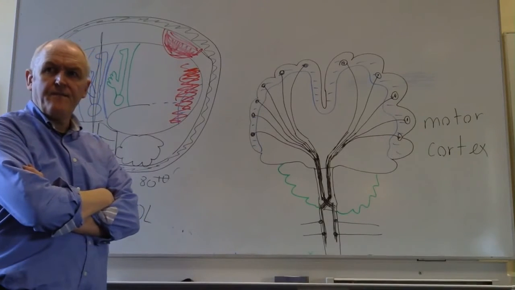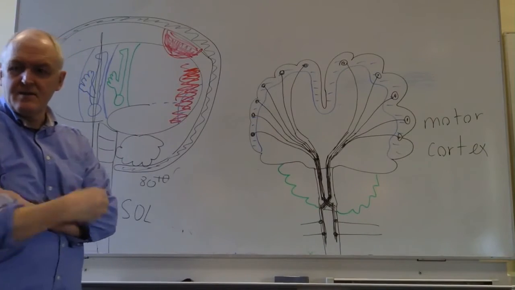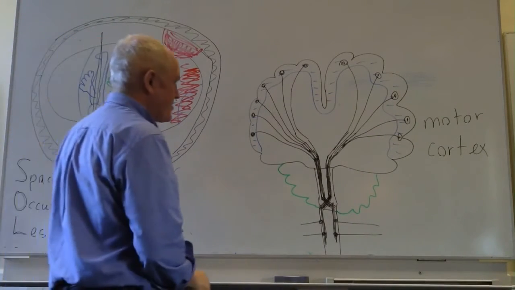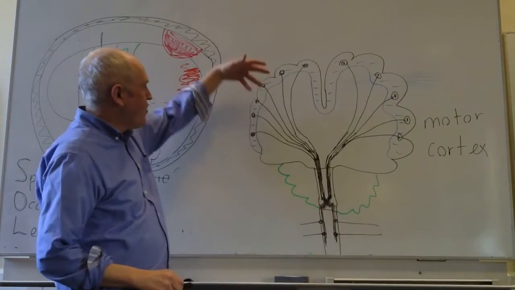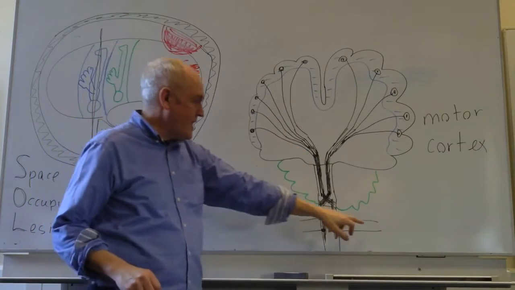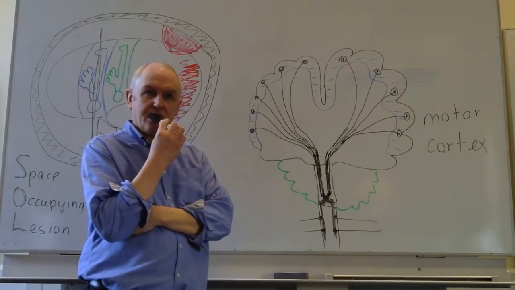How do you spell that? I shouldn't have said that really. Just call it crossing over for now. The crossover. So all the fibres from the right have crossed over to the left, and all the fibres from the left have crossed over to the right.